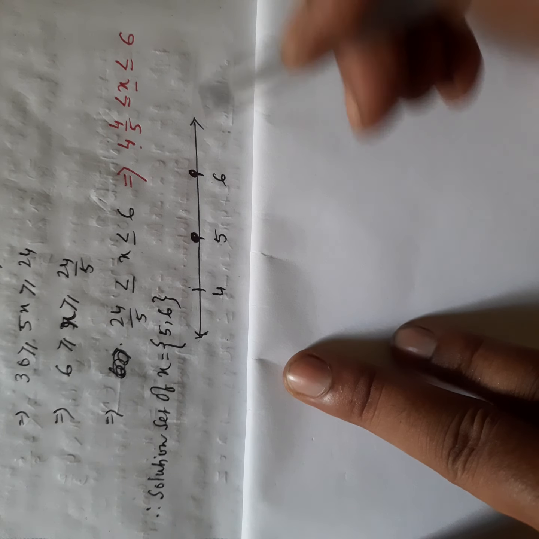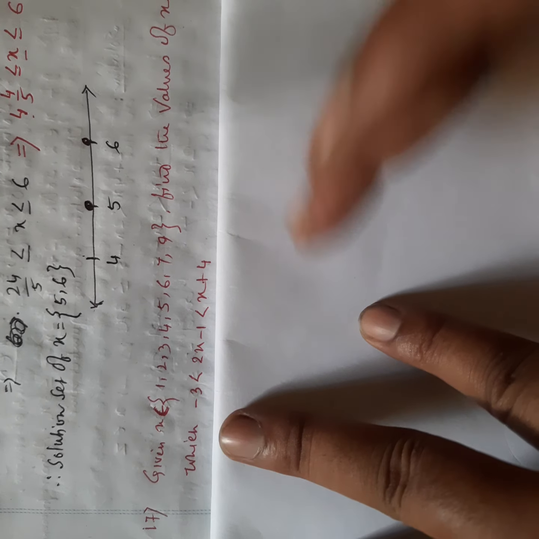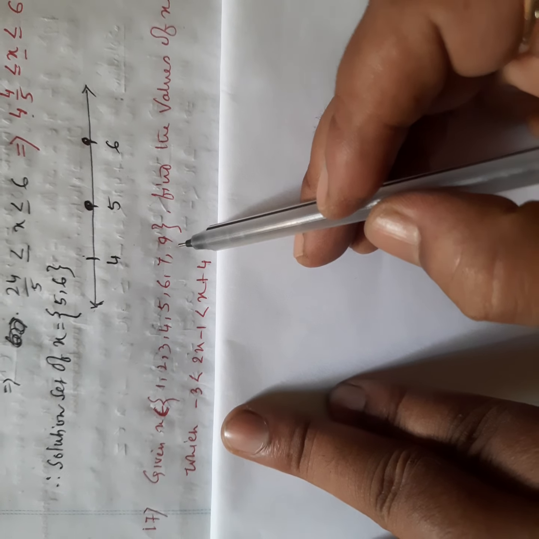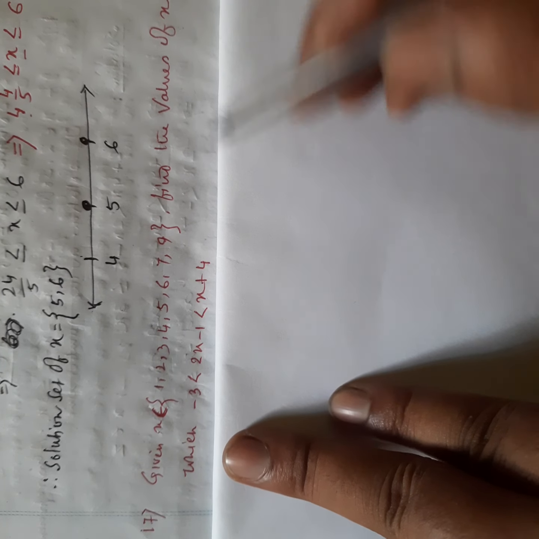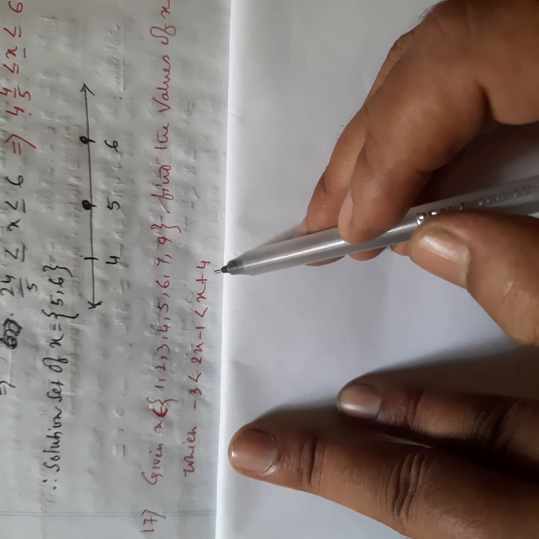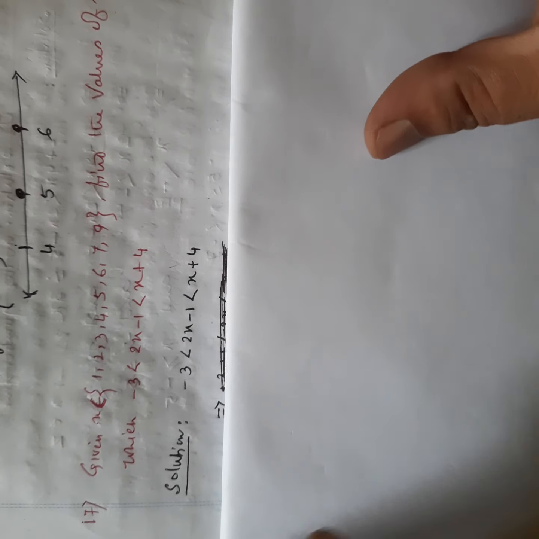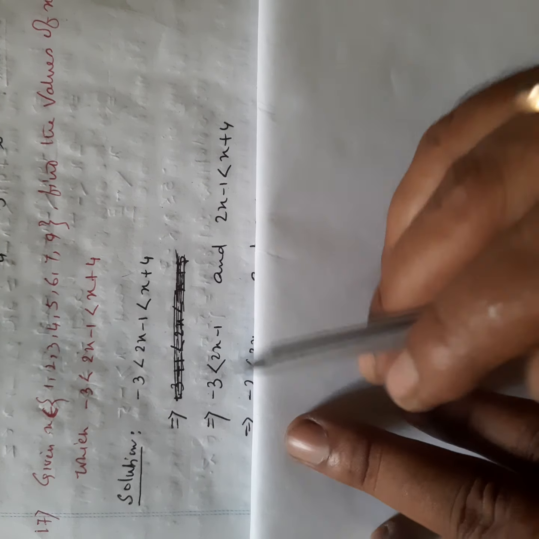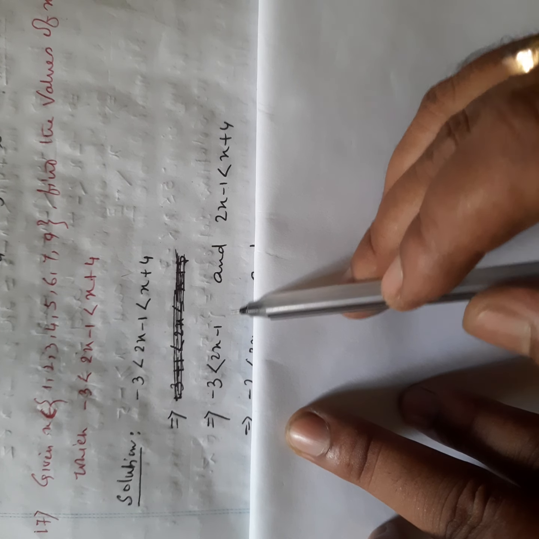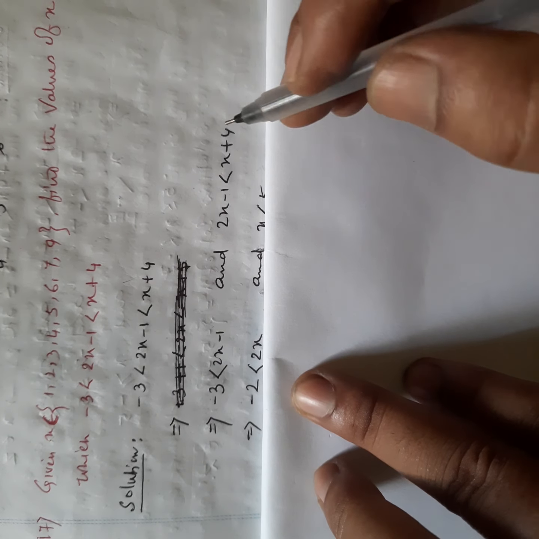Okay. Next, given x belongs to {1, 2, 3, 4, 5, 6, 7, 9}, find the values of x for which −3 < 2x − 1 < x + 4. Solve. −3 < 2x − 1 < x + 4. This implies that −3 < 2x − 1 and 2x − 1 < x + 4.